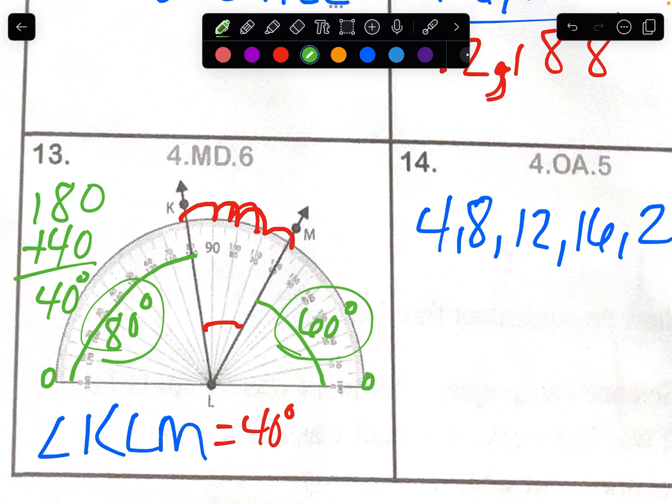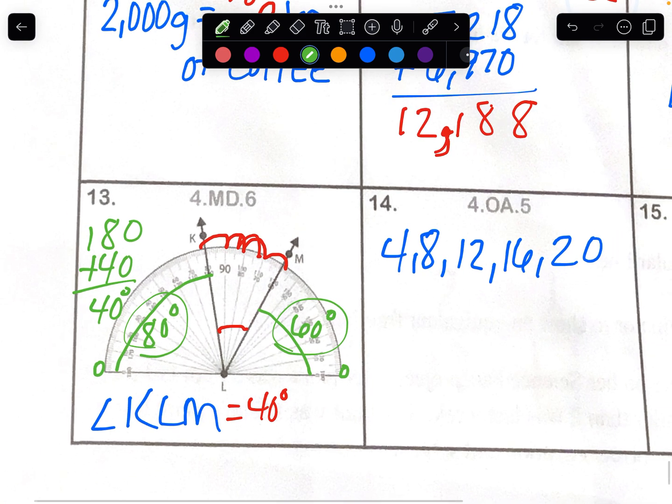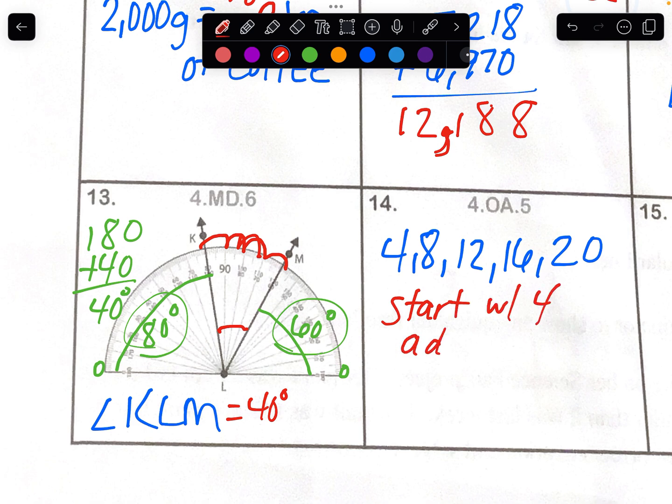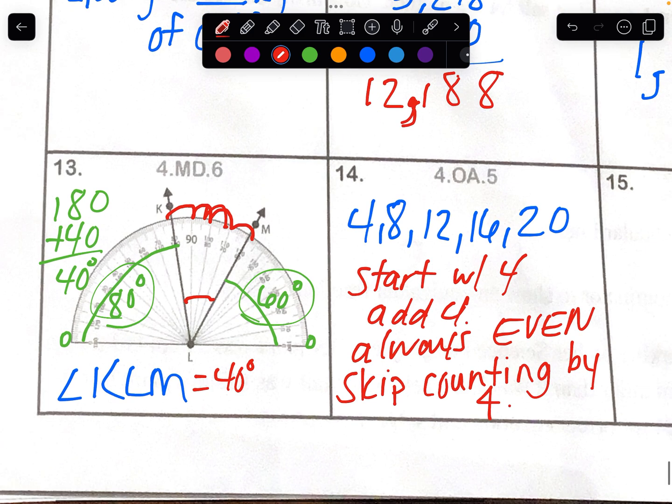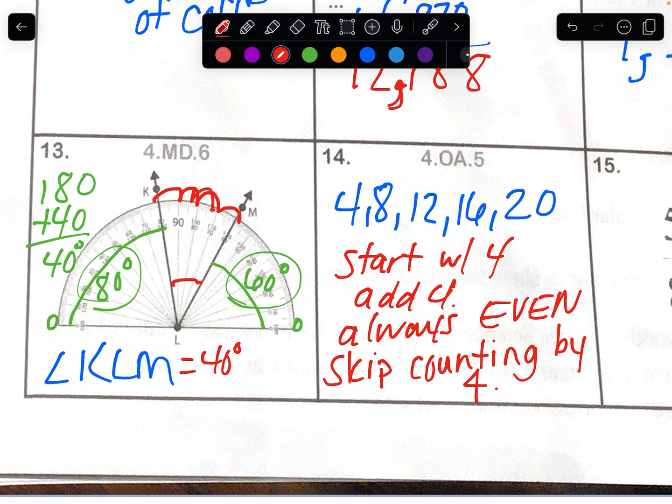Either way. All right, 14, we have a pattern. You can start with 4. You can add 4. They are always even. Now, those of you yesterday that were saying skip counting by 4, this is actually skip counting by 4. If you have any others, which I know some of you will, bring it to me and we'll talk about it.